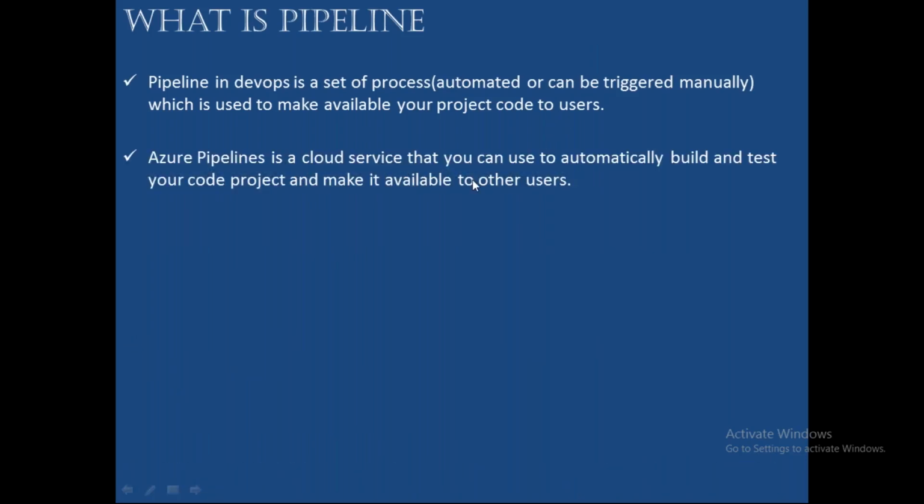Azure Pipeline is a cloud service that you can use to automatically build and test your code project and make it available to other users. Make it available to other users means you can deploy into the other data factory, or you can push those changes to the repo so that everybody can see the new changes.